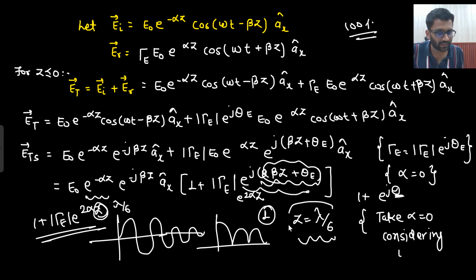Assuming that I am getting my maxima at lambda by 6. Let's just say I am getting my maxima at lambda by 6. Now they are asking what is the magnitude of maxima. So if they are asking the magnitude of maxima, then what are you going to do? What will be the magnitude?